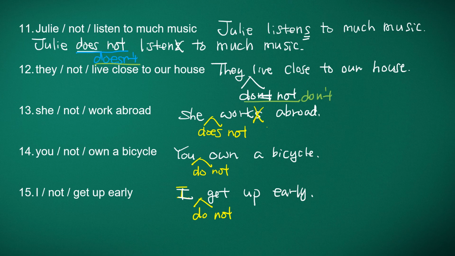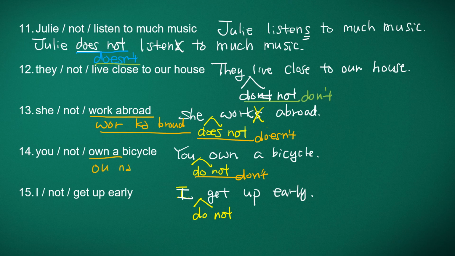And then she doesn't. Negative with doesn't, D-O-E-S-N-T. She doesn't work abroad. Work abroad. So this part we can read together. Work. Work abroad. She doesn't work abroad. And then you don't own a bicycle. Owner. So this part you can say owner. Own a bicycle. You don't own a bicycle.